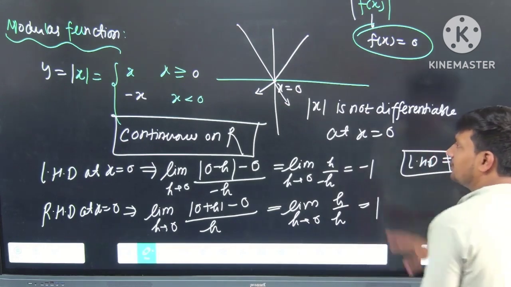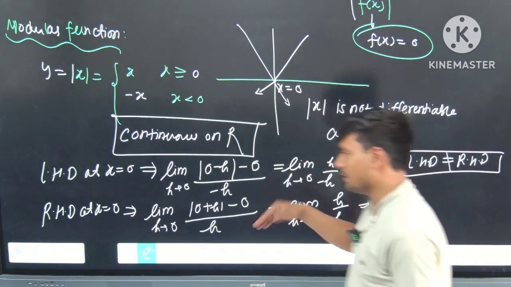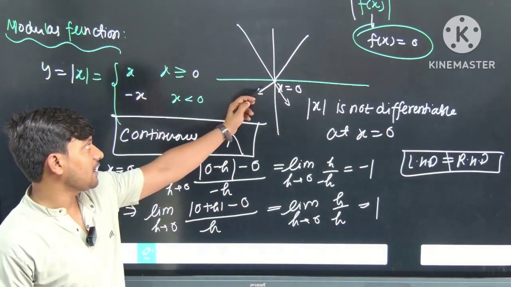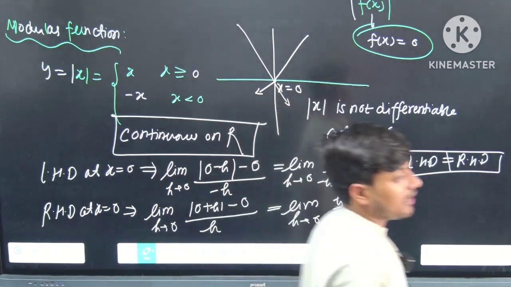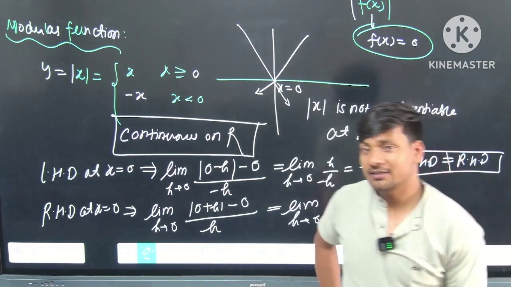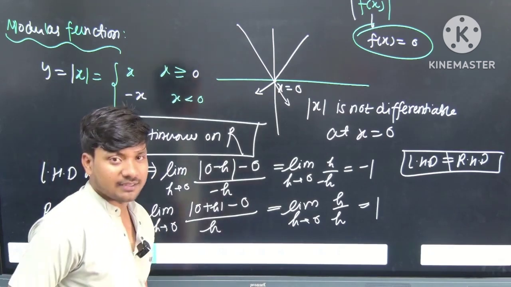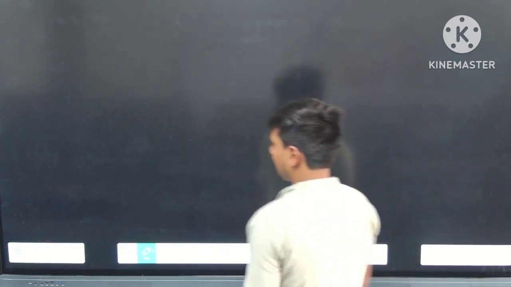Okay, so I hope this concept is clear to you. By left hand derivative and right hand derivative, we can see the differentiability of the function, as well as we can see by graph that at x equal to 0, the graph has a sharp corner. That's why the concept of unique tangent is not applicable, and hence the function is not differentiable at x equal to 0. Now we will see examples.